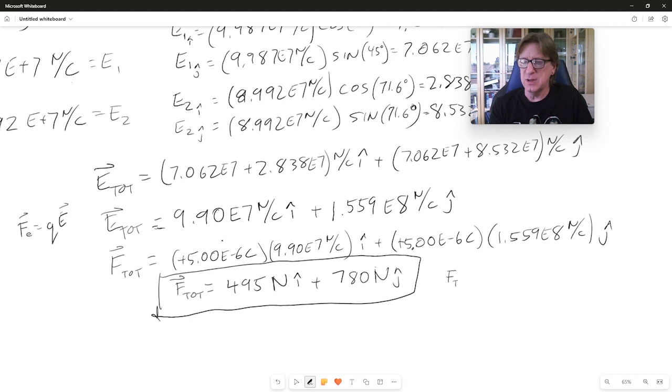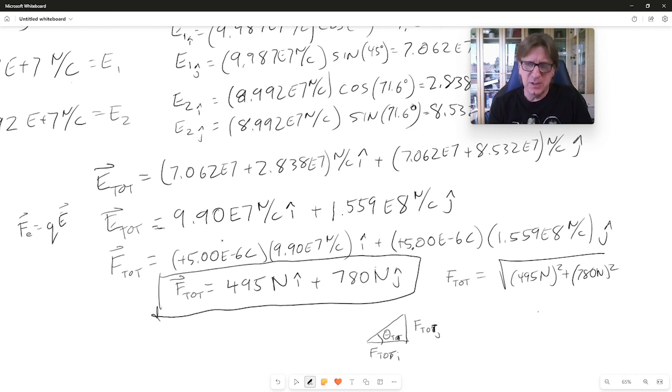So the magnitude of F total would simply be equal to the square root of 495 newtons squared plus 780 newtons squared. And then the direction, let's think about this. These are both in the positive direction, so it's going to look something like this. This is our F total J hat, and this is our F total I hat. And you can see that the angle here, we'll call that theta total, is going to be the tangent of J over I.